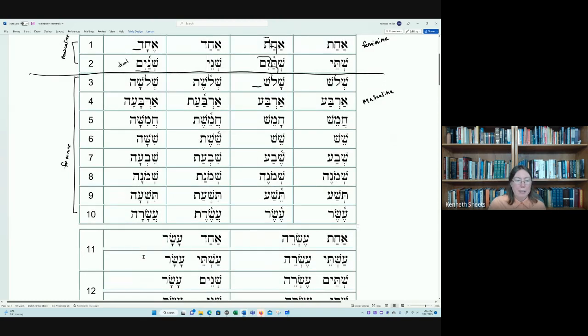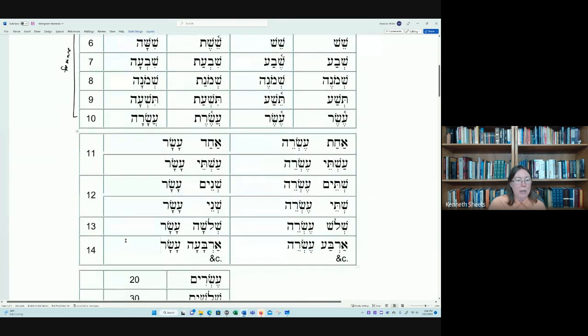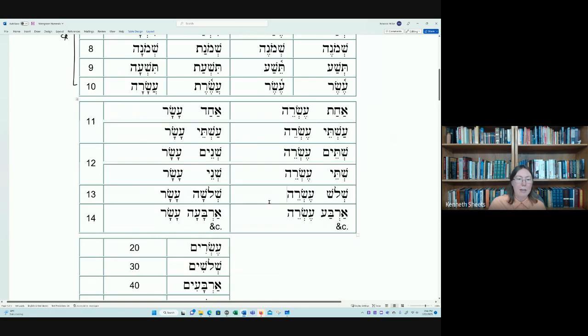Now, it's kind of an interesting thing once we get into the numbers that are greater than 10. In essence, what they're going to do, they're going to take the number 10 and then they're going to put the singles digit with it. So thus, you can see here for 11, we have ahad asar. So we have 1 and 10, with ahad being 1, asar being 10. So it's like we're saying 110.